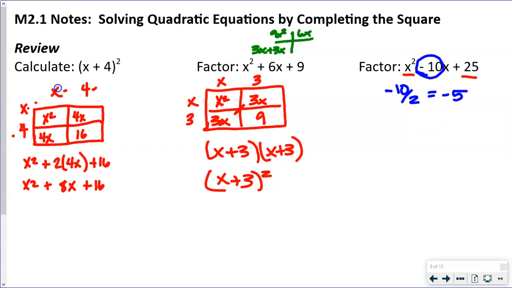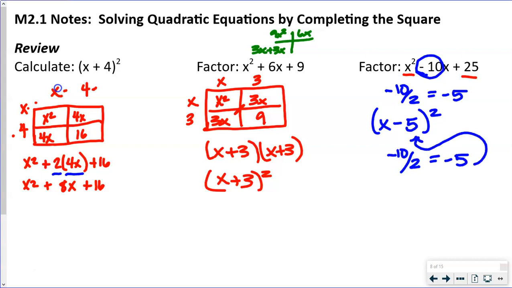And then if you notice over here, when we had 2 times the 4x, that would be like 2 times negative 5x, right? So yes, that would be negative 10. So if we drop our first term, that's x, and we subtract the negative 10 divided by 2, that's negative 5. So this term is x minus 5 squared, okay? So once again, we just take the middle term, divide it by 2, that gives us negative 5, and that's what we put right there.